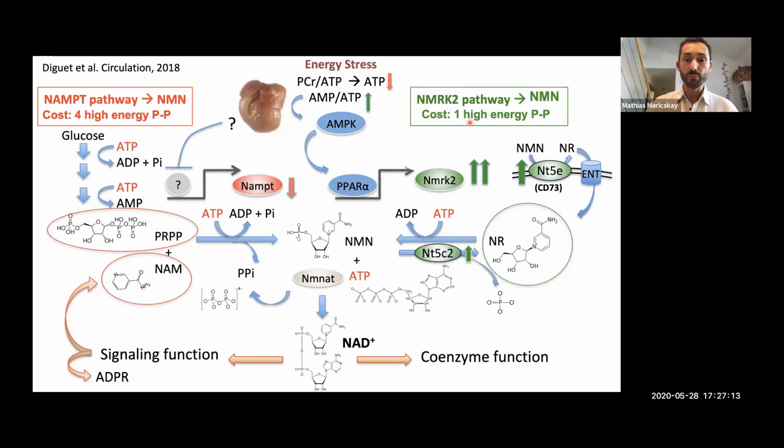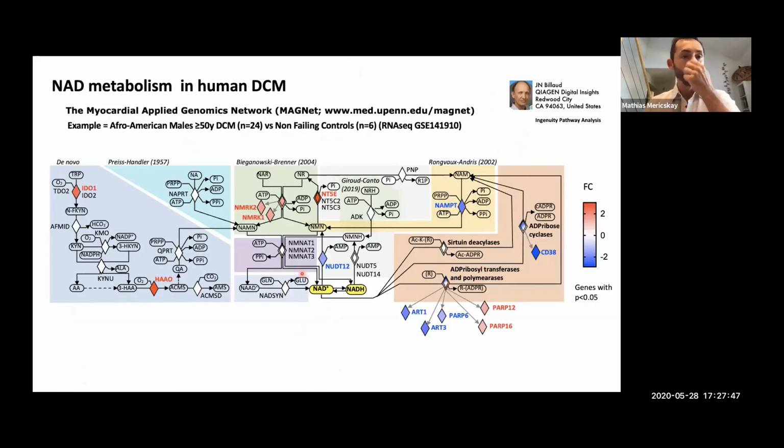Beyond the mice, I wanted to mention that on top of this shift from NAMPT to NMRK2, there are some other genes which are modulated, notably the ecto-5'-nucleotidase, also known as CD73, which has been shown to be important for the import of NR when NMN is the external precursor. So it seems like everything is converging in this failing heart to use NR rather than nicotinamide to maintain NAD. Now we wanted to know if this also occurs in human DCM, because so far I have talked only about mice.